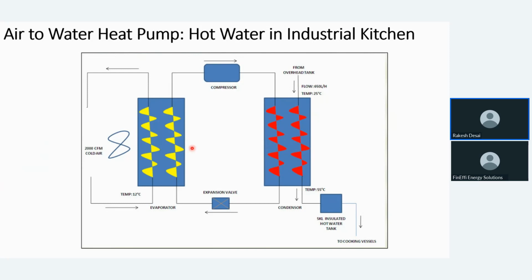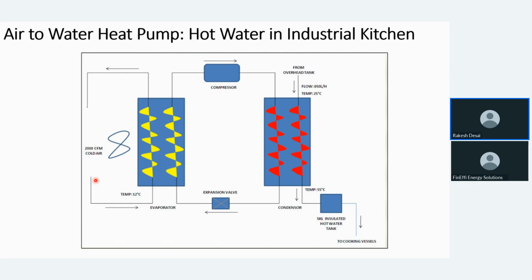On the other side of the heat pump, whatever cold air was generated was not used for any purpose in this particular system. It was thrown out into ambient. But this cold air can be used to pre-cool the temperature inside the dining hall.